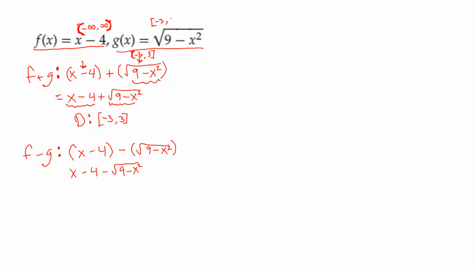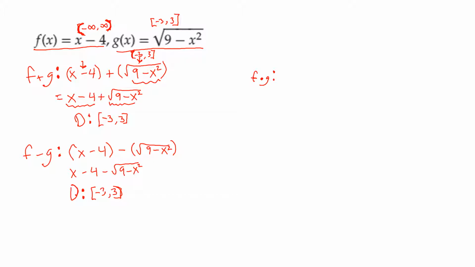Negative 3 to 3 are the only places where it's real valued. Okay, this domain, again, is restricted by the square root, so it is only real valued from negative 3 to 3. Okay, what about f times g? Now I'm making sure this is filled in. If it's an open circle, it means something different. So be very careful in your times.